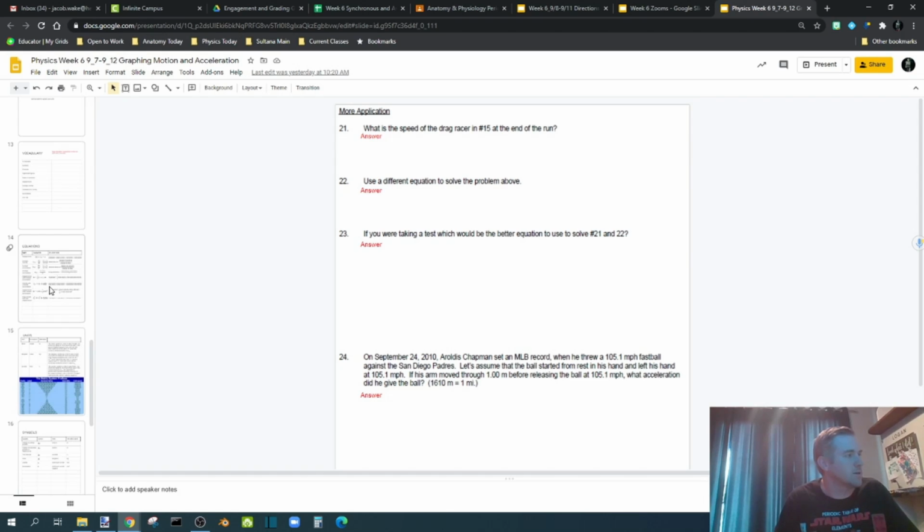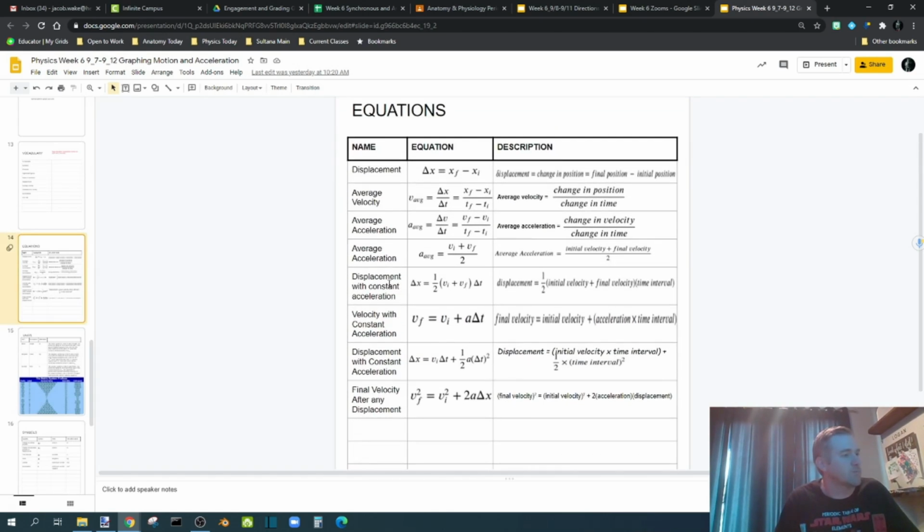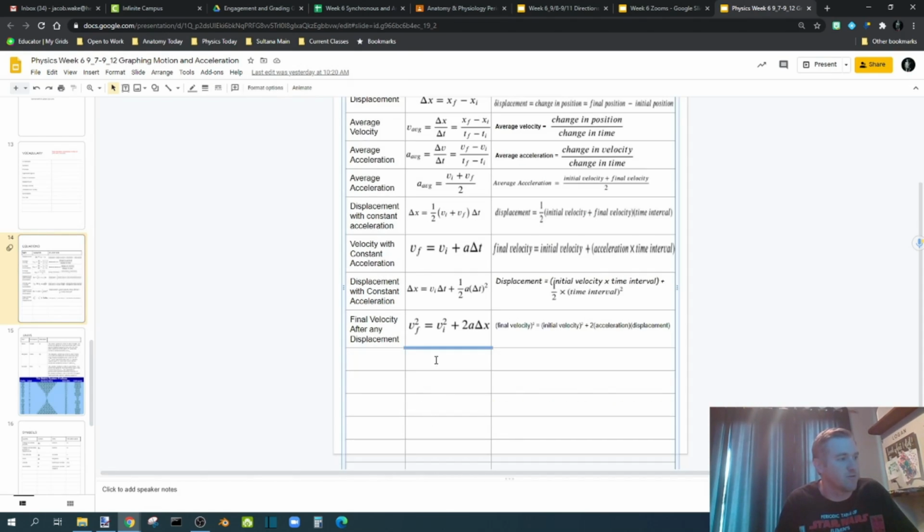So I'm going to scroll down until I get to the equations tab on slide 14. And what I'm trying to do is find a final velocity. I have the initial velocity. I know I need the final velocity, and I know I have the acceleration and change in x. So what would I use? Well, I'd probably use this equation right here, because this gives me the final velocity. So I'm going to have to do some squaring here. I'm going to have to do some square rooting after I'm all done.